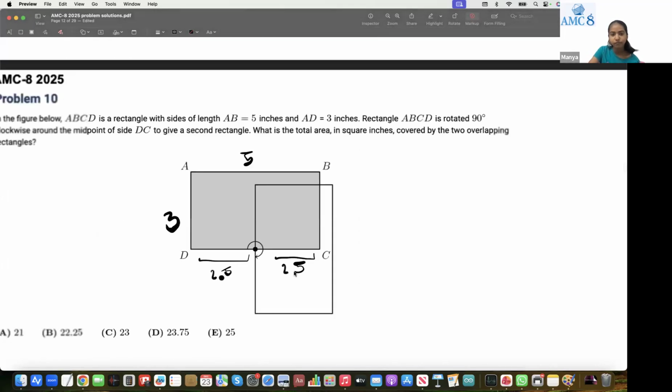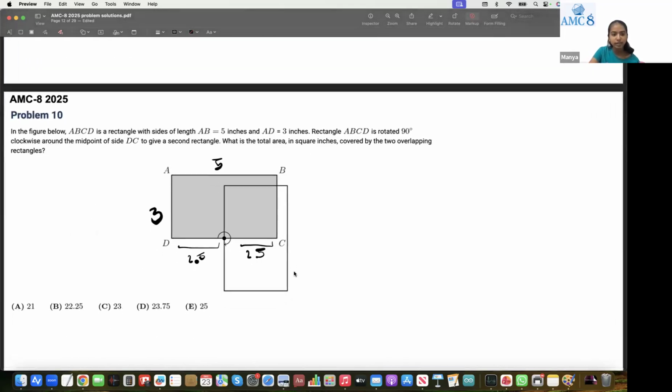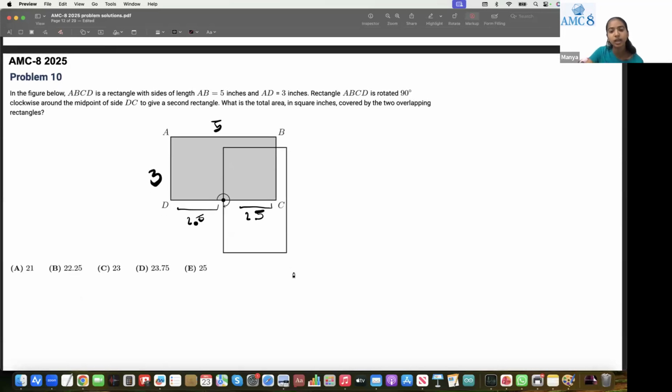Okay? And now they're asking us, what is the total area in square inches covered by the two overlapping rectangles? What is the total area of all of this? But now the only problem is that we see this.